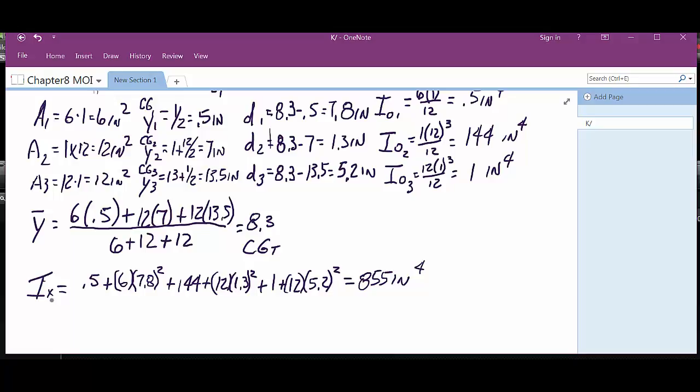So, is this making sense? It's basically you're just plugging in a bunch of numbers. This is definitely the plug and chug part.